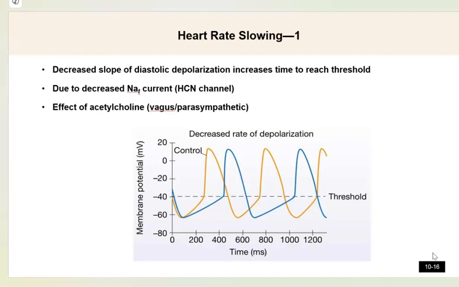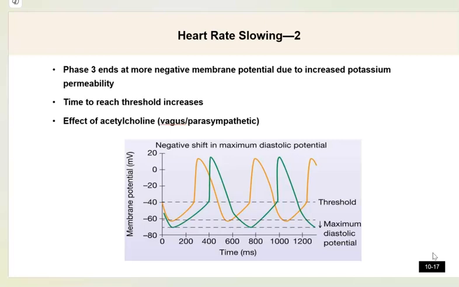This is essentially showing us the different ways that we can decrease our heart rate through our parasympathetic nervous system. This one is showing that we can do it through the heart rate slowing through phase 3 with a more negative membrane potential due to increased potassium permeability.